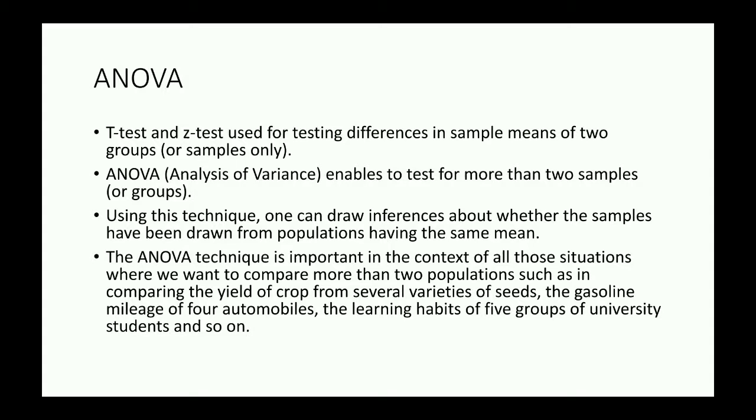Coming to the next test of significance, which is commonly conducted: ANOVA. ANOVA stands for analysis of variance. As we just discussed, t-test and z-test are used for testing differences in samples of two groups only. We had a detailed discussion on t-test and z-test, that they can test the significance of difference between two sample means. Those means can be independent or paired, but there have to be two groups only.